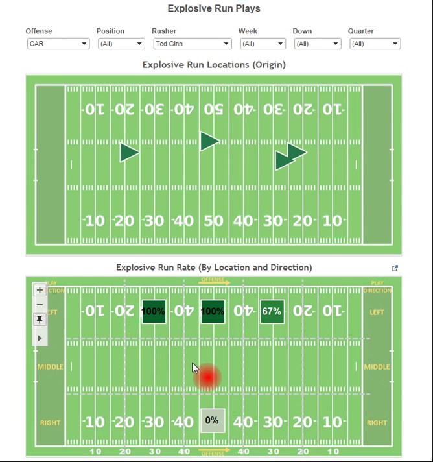towards the left. Most of the time, the ball is going to be in this location, and the play is going to be designed to go around to the left, with him probably starting off on this side of the field and running in that direction down the left side of the field for his explosive runs.